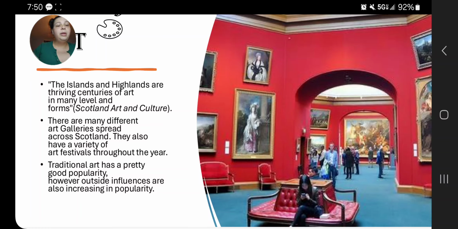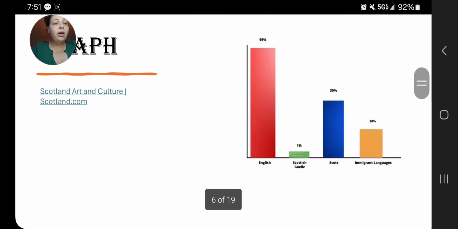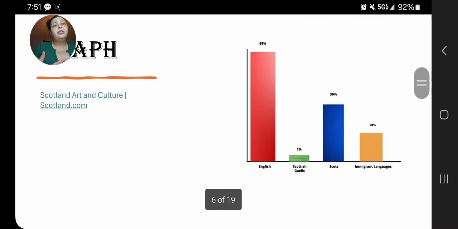They allow people to come in and bring their customs and their art, and they mesh it together. And I think that's really beautiful. And this is the graph I decided to choose. So I decided to go with language. The reason I decided to go with language for Scotland is because I think it's very interesting.